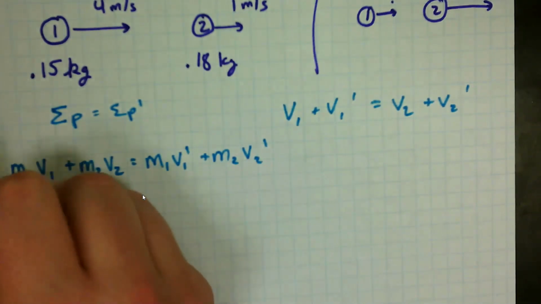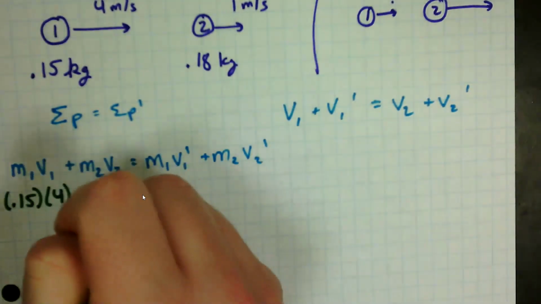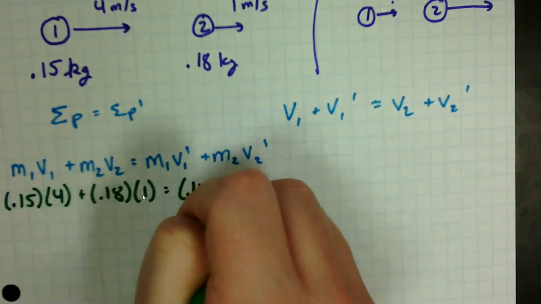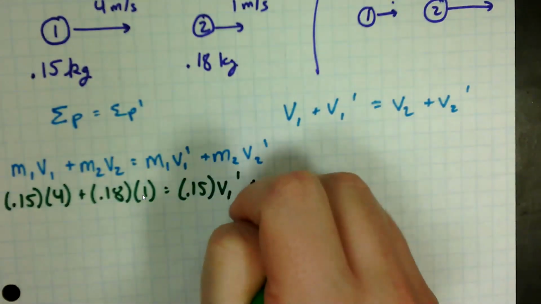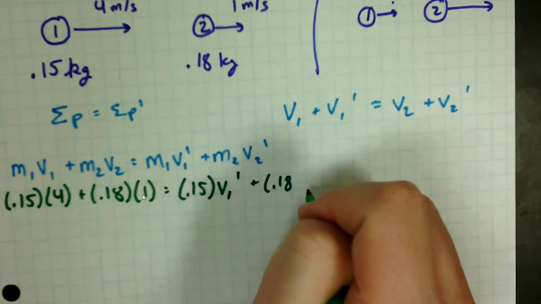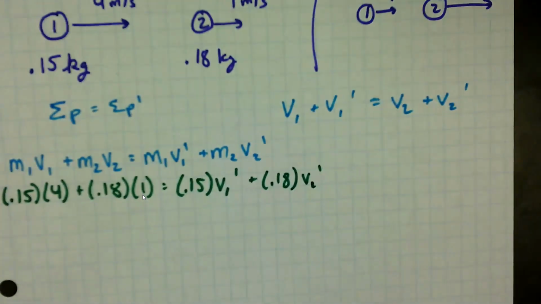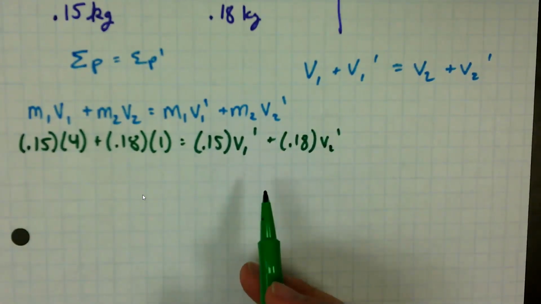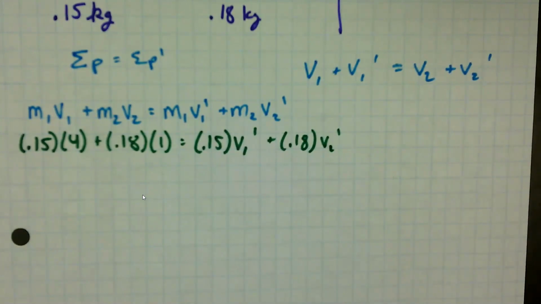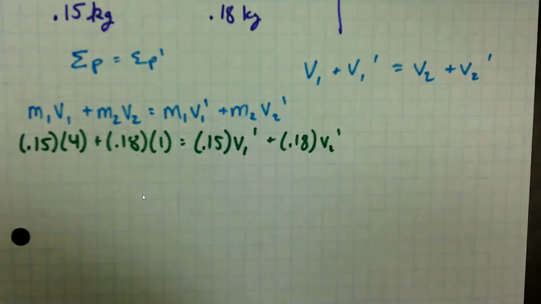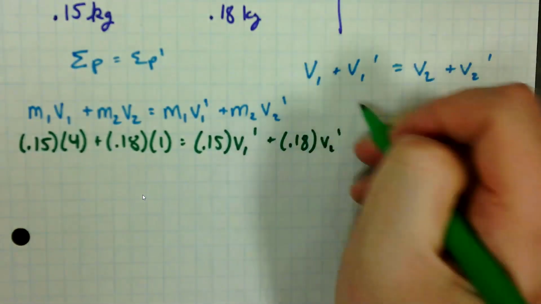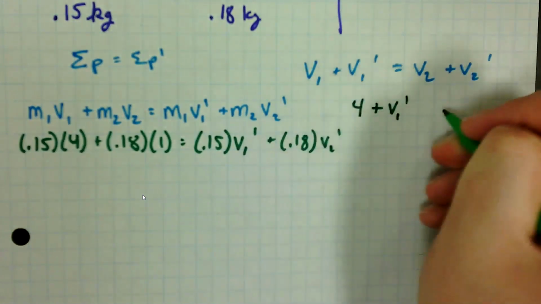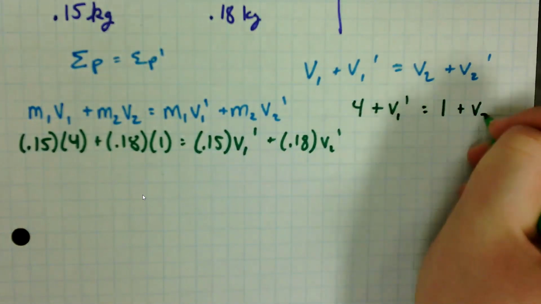So I've got 0.15 times 4 plus 0.18 times 1 equals 0.15 times V1 prime plus 0.18 times V2 prime. You could put units here, but I'm just trying to keep things easy, so I'm ignoring units to keep it under control. And if I plug into this equation, I have V1, which is 4, plus V1 prime equals 1 plus V2 prime.